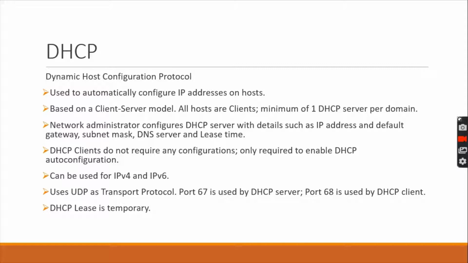It should be noted that DHCP uses UDP as its transport protocol. Port 67 is used by the DHCP server, whereas port 68 is used by the DHCP client. And it should also be noted that DHCP lease is temporary, that is, it will have to be renewed after a certain amount of time. Normally this is 24 hours, but it can be as few as a few minutes to as long as a year.